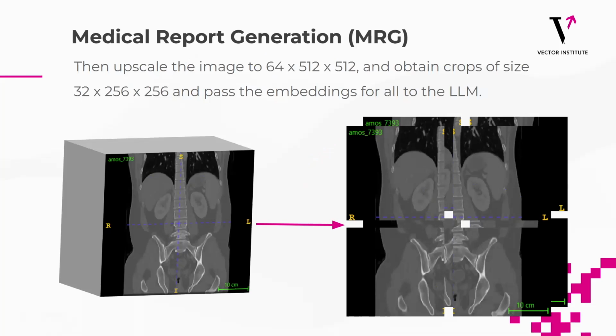Then we did something similar to what LLaVA-NeXT did, which is a framework called any resolution, where we basically took non-overlapping crops of the CT scan. We have a 3D volume of size 64 by 512 by 512, and we took crops of size 32 by 256 by 256. So we ended up with 8 non-overlapping crops. This is a figure of what we ended up with.